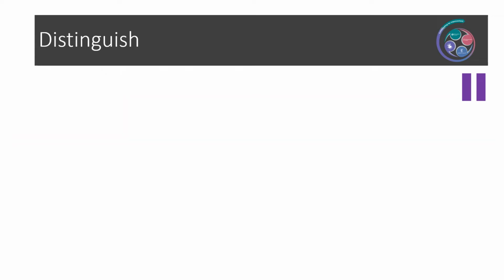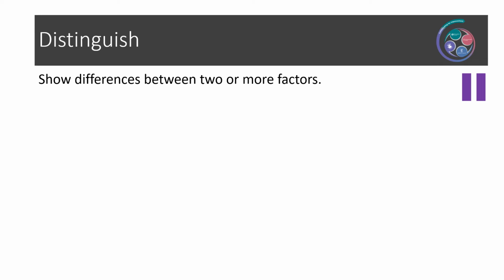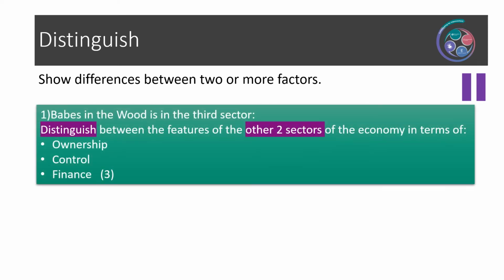Distinguish. Distinguish is practically the same as compare, but this time you're only showing differences. So this time you have got to have your A, you've got to have your B. You cannot use both. So it can be really confusing if the two command words come up, but you just need to be familiar with them. So here's an example, and it's an example from a case study.